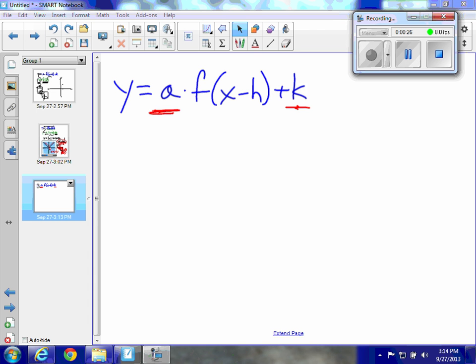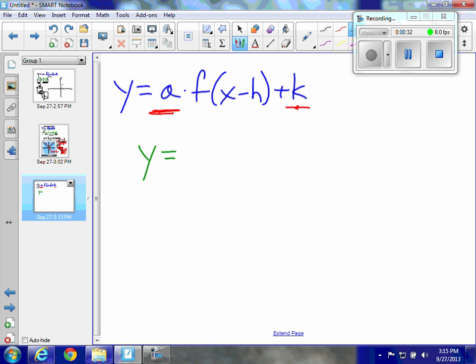So again, I'll use our absolute value function as an example. Y equals, let's say, 4 times the absolute value of x. Now, it's not usually written 4 times the absolute value of x. It's usually written 4 absolute value of x. But we all know that in our math, that implies this little times symbol right in there.